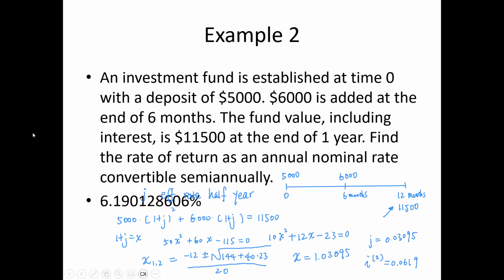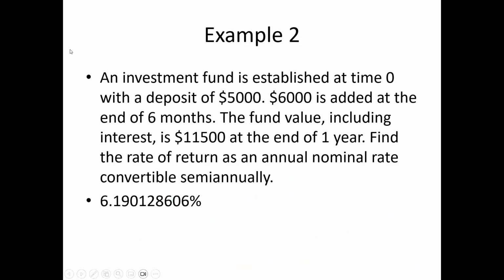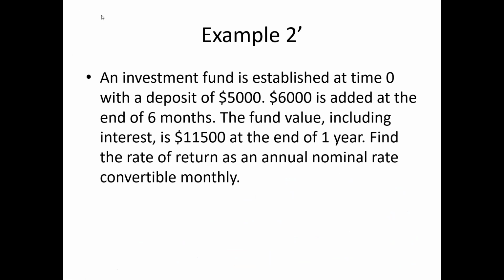Okay. Let's move on. And the next problem is very similar. It's just we're having a different compounding scheme. So the previous information is all the same. It's just to find the rate of return as an annual nominal rate convertible monthly. So what we get, j, which is 0.03095, is the effective rate in 6 months. So half year effective rate. Half year, that's 6 months, right?